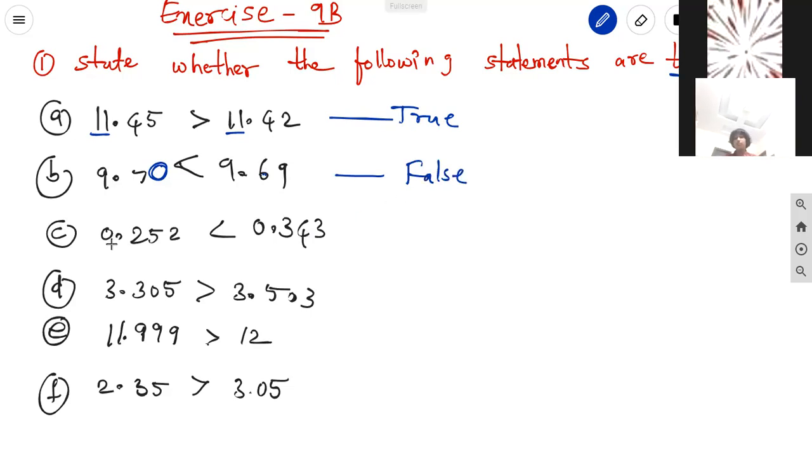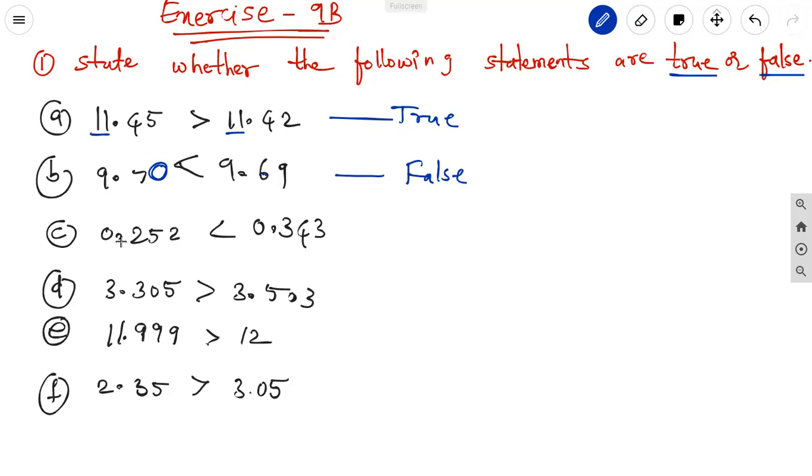Next third question, 0.252, 0.343, 3 digits. Decimal point after 3 digits, it's okay. Here 2 is there, here 3 is there, 10th digit. 3 is greater, so it's true.